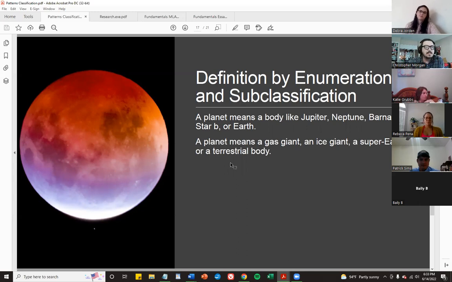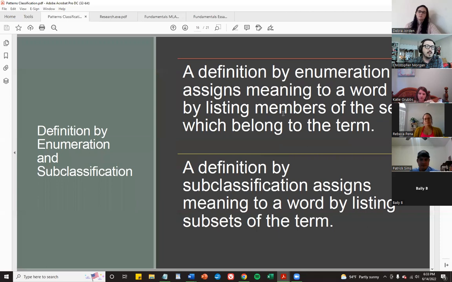Whereas a planet means a gas giant, an ice giant, a super Earth or a terrestrial body, right? These aren't specific examples. These are general categories of planets. Jupiter is a kind of gas giant. Neptune is a kind of ice giant. Barnard's Star B is a type of super Earth, right? So it's really the difference between specifics and generalities. A definition by enumeration is you're just listing specific examples of the thing, whereas a definition by subclass, you're listing the larger class to which specific things belong, if that makes any sense.